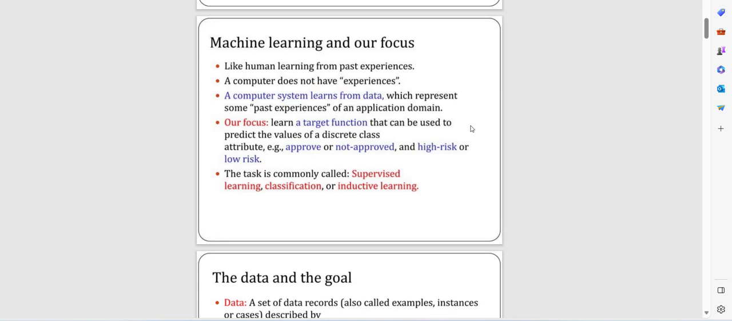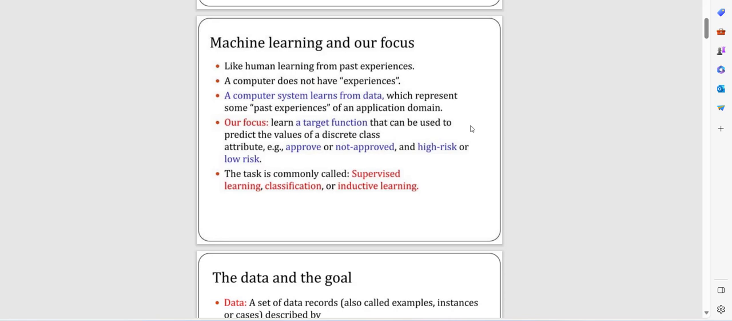Computer does not have experiences, so you have to consider a computer as a child. You have to teach it. It will get the features from the data set. So the most important thing, as we have discussed before in our previous lectures, is the data set. A computer system learns from the data, which represents some past experiences of the application domain.